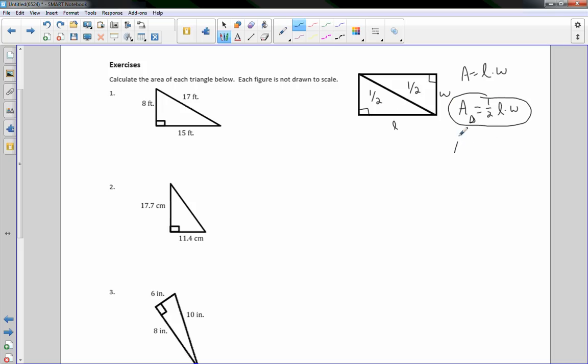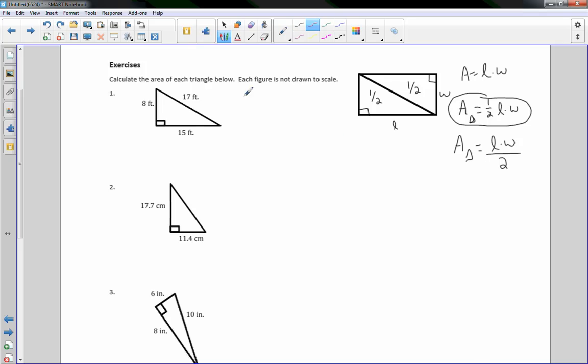And another way we can write the formula is just simply take length times width and then draw a fraction bar under all of it and put a 2 under it, divided by 2. So either this formula or this formula, they mean the same thing. They will get the same results every time.